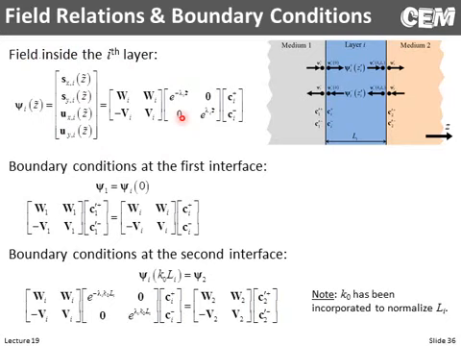So anyway, here's the field inside the ith layer. That shouldn't be any surprise. The boundary conditions at the first interface will match the fields in medium 1 to the fields in layer 1, but right at the interface. So here's how we do that. This is exactly the same as with transfer matrix method. We do the same thing at the second interface. So these equations also look exactly like they did for transfer matrix method.